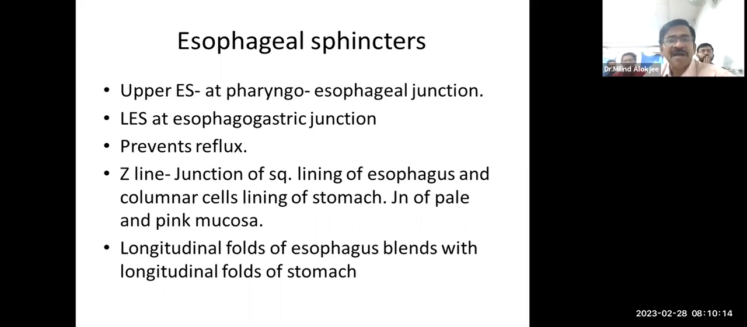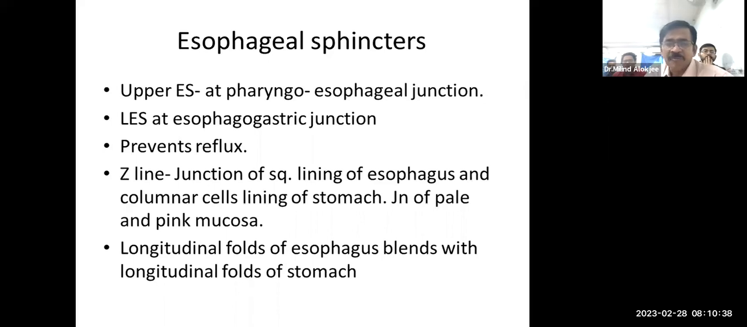There are two defined esophageal sphincters. One is the upper esophageal sphincter, which is at the pharyngoesophageal junction. And in relation to gastric reflux disease, the lower esophageal sphincter is important. The lower esophageal sphincter is the junction between the esophagus and the stomach, classically described as the esophagogastric junction. In normal anatomy, these sphincters prevent reflux.